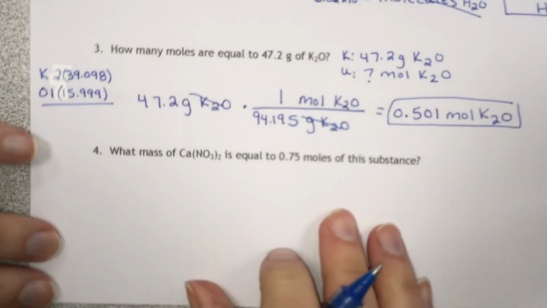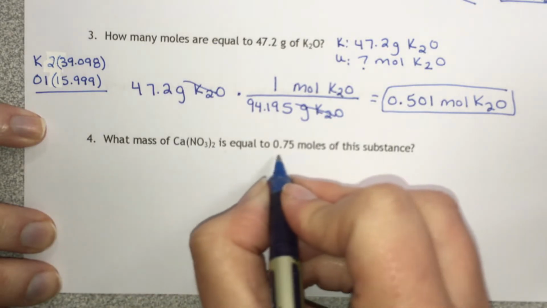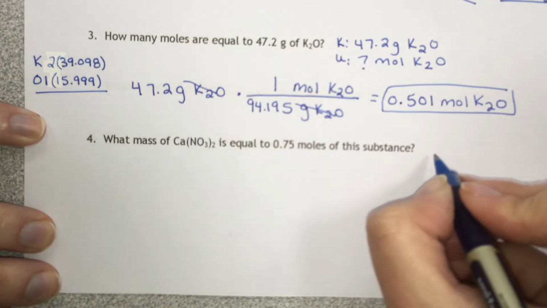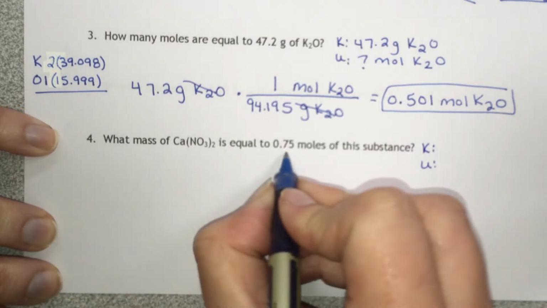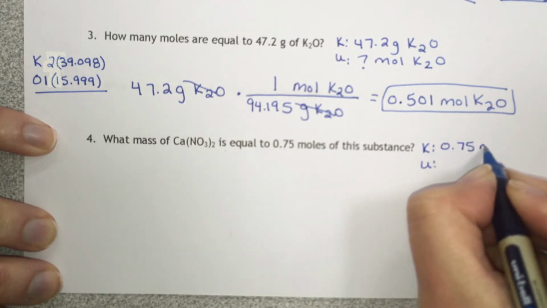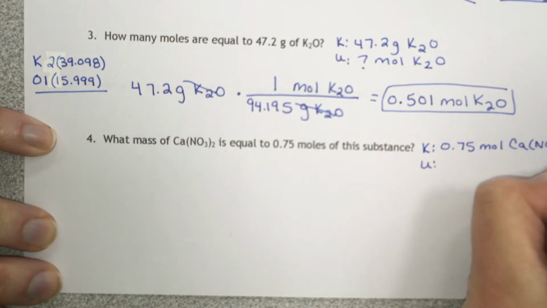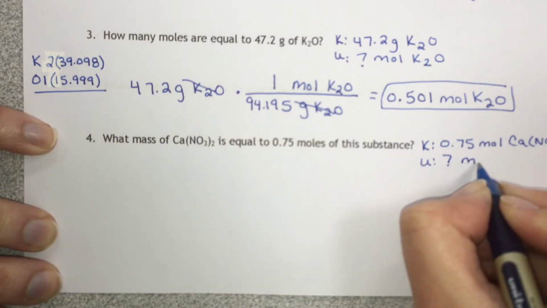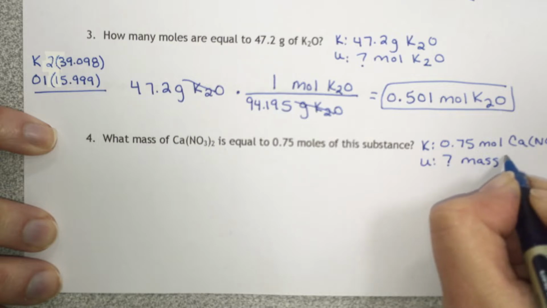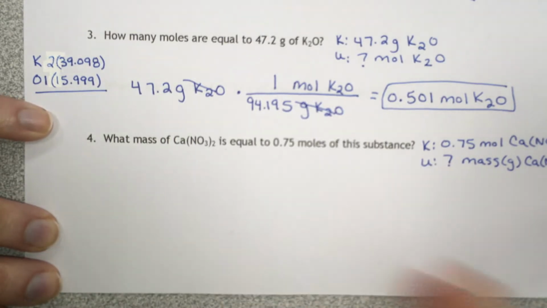Okay, moving on. Last question of the page. What mass of calcium nitrate is equal to 0.75 moles of this substance? So our known and unknown. Known is 0.75 moles of Ca(NO3)2. Our unknown is what mass? I'm sorry, and it's actually in grams. I should have done that in the first place. Ca(NO3)2. Okay, and we just do our thing.